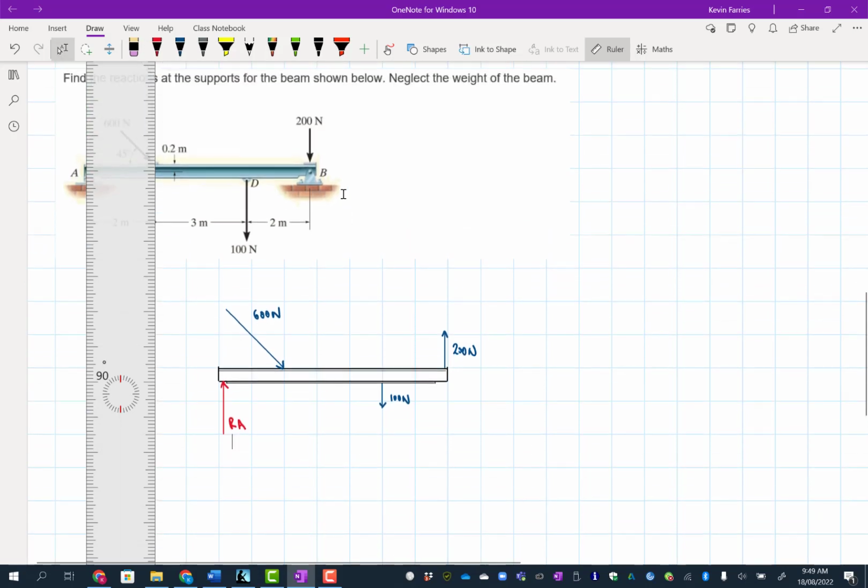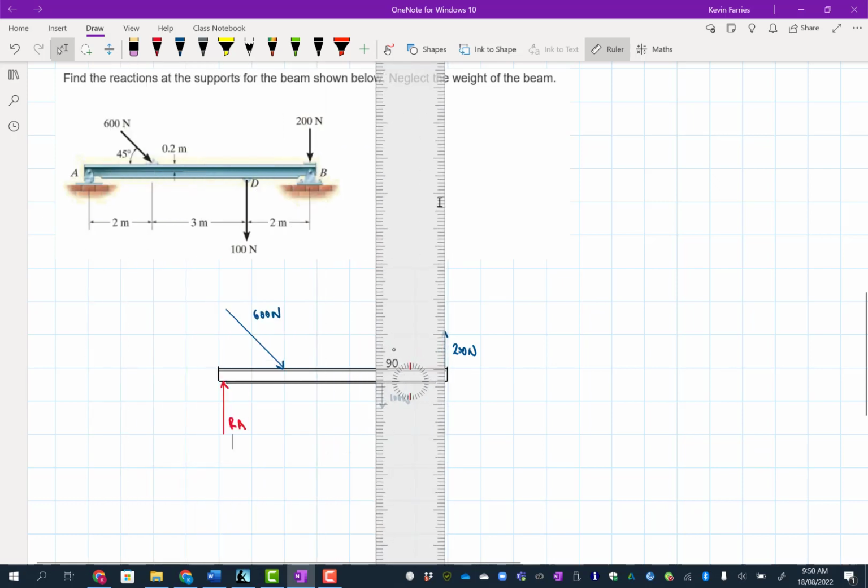The other thing I've done, just as I was drawing this, is draw these to approximately the right scale. It's not exact, just approximate, and it just makes sure you're looking at it graphically and making sure your answer makes sense. Whether RA is the right size, don't know yet. At the other end, this is showing a pinned connection, so it can't have a concentrated moment reaction, but it can have both an X and Y reaction.